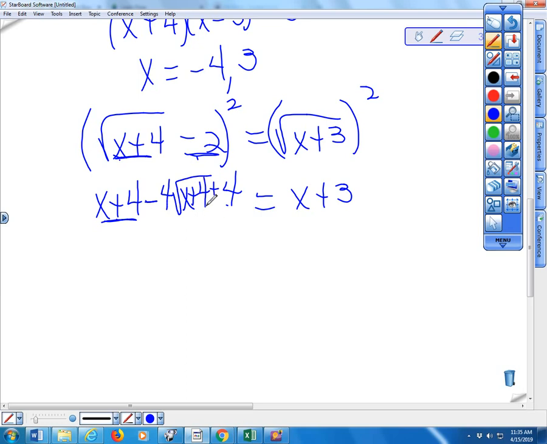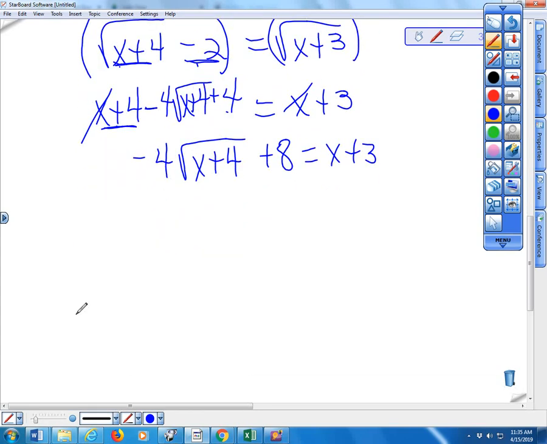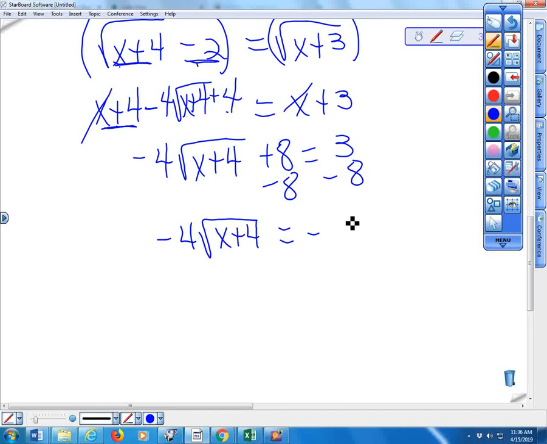Now I've got to isolate this root. These x's cancel, right? If I subtract x from either side, it's just going to 0. So I have plus 4 plus 4. So I have negative 4 square root of x plus 4 plus 8 equals x plus 3. Oh yeah, thank you. I'm going to subtract 8. I'm going to divide both sides by negative 1, because I recognize if I divide both sides by 4, I'm going to end up with a fraction on the right. I'm just going to go as far as I can without fractions.